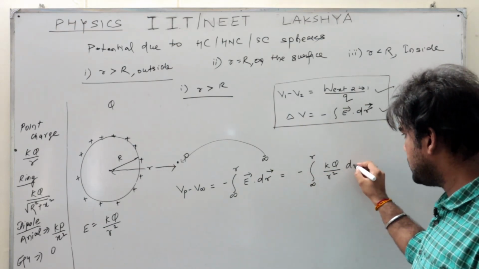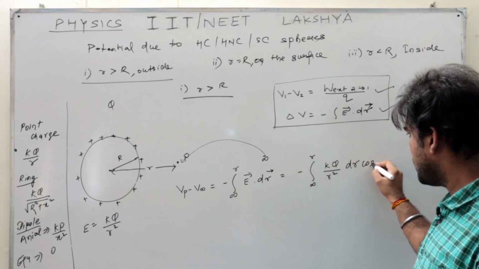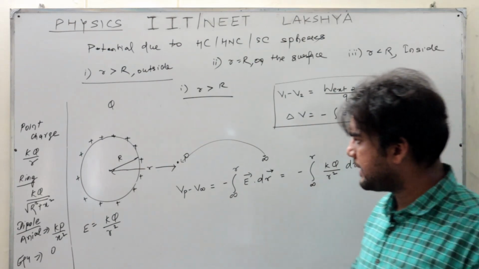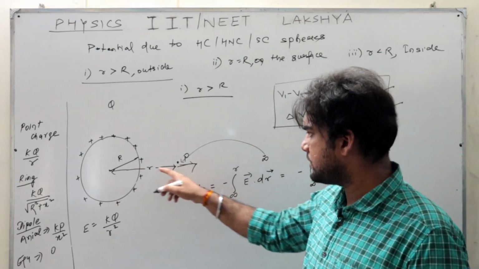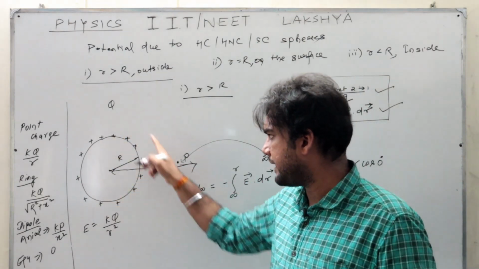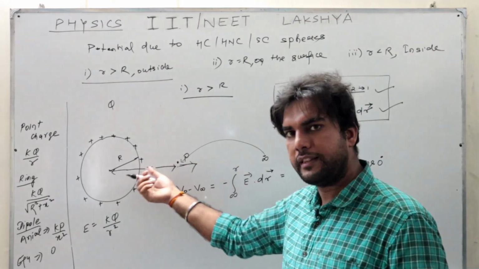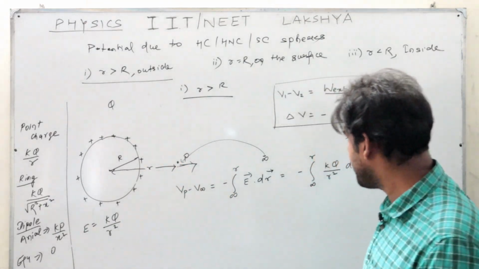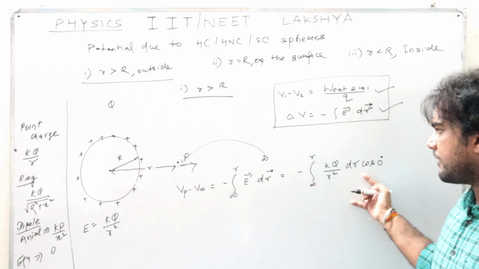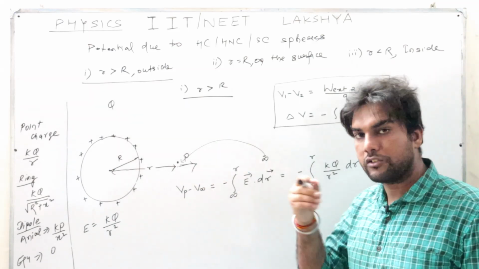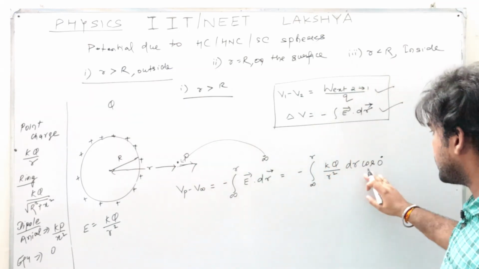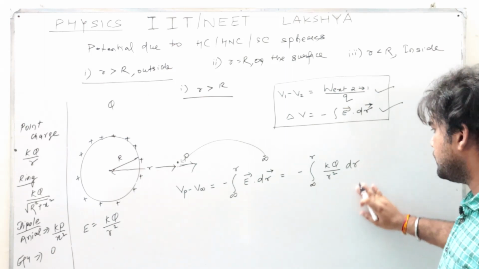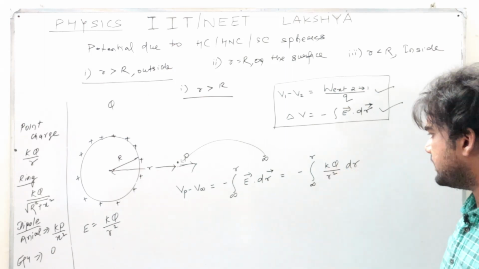So can I write it as dr cos 0? Why? Because the direction of the electric field is also this. Due to this entire surface at this point, the electric field will be in this direction, and your dr vector from here to here is also in the same direction. So cos 0, and cos 0 is how much? 1. Cos 0 is 1. So we have to integrate this basically.